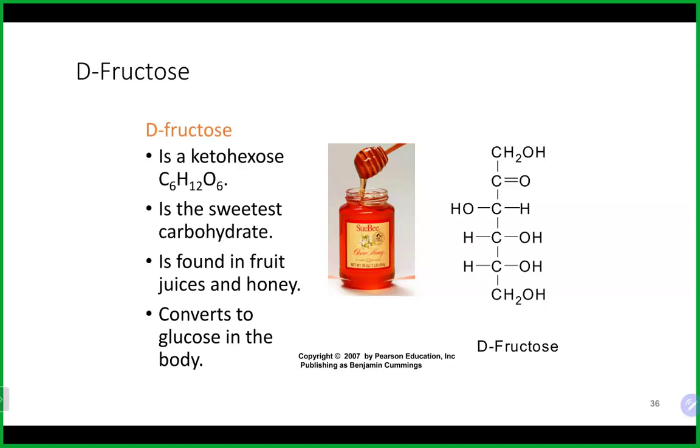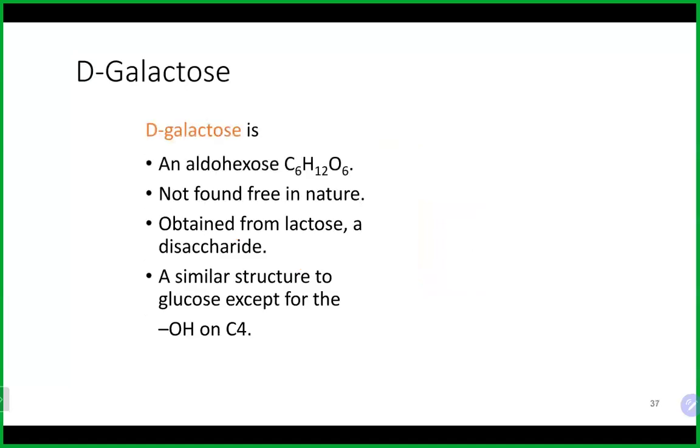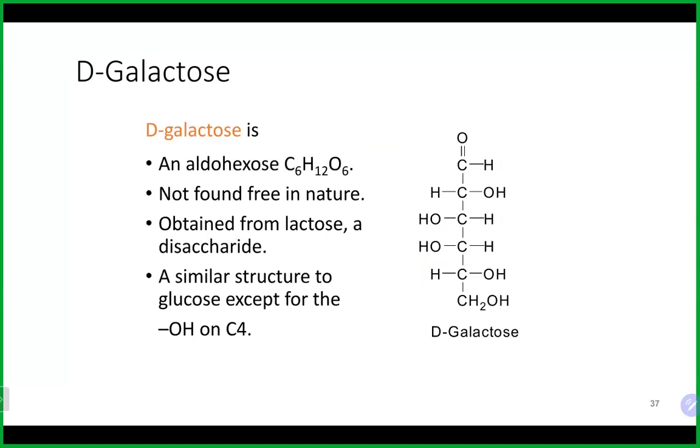And again, fructose, as we saw, is a ketose, and it is found in fruit juices and honey. In the body, it will convert to glucose. It is also a hexose, but it has the ketone group versus the aldehyde group that we see there in glucose. Galactose, which is the other one that you need, is also an aldose and also a hexose. It is not found free in nature. It's obtained from lactose, which is a disaccharide. It has a similar structure to glucose, except on carbon number 4.